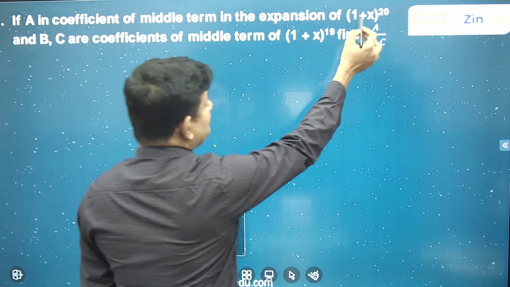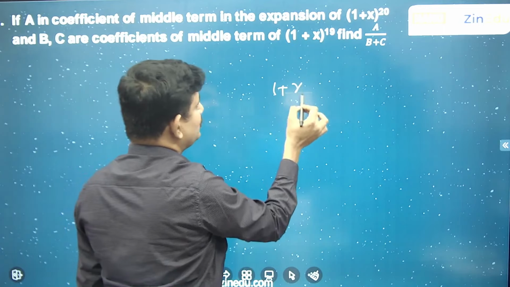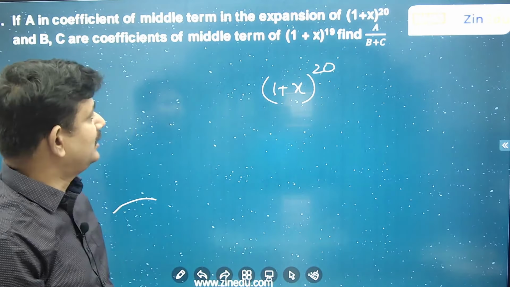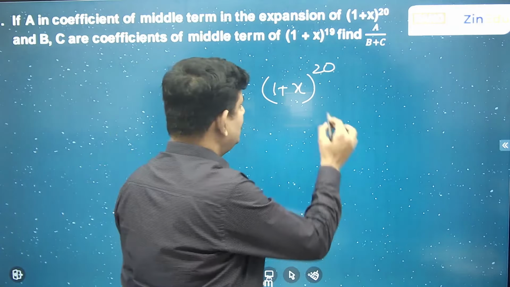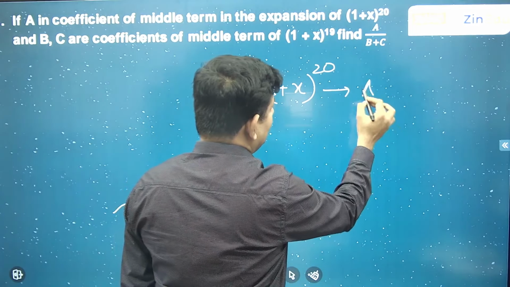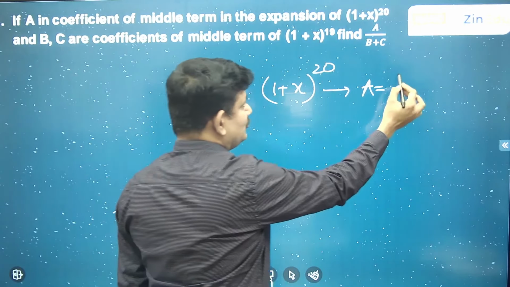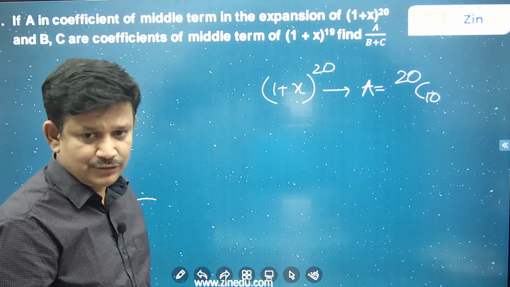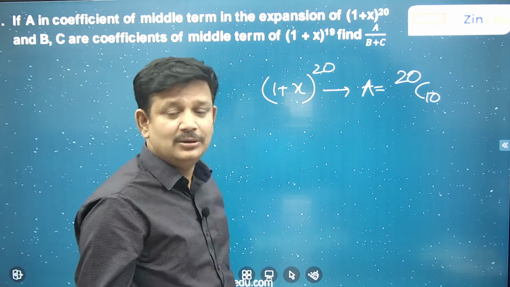Middle term in the expansion of (1 + x)^20. What will be the coefficient, the binomial coefficient of the middle term, or the coefficient of the middle term? Both of them are one and the same here. It is given to be A. The middle term is what? 20C10. Just divide by 2. 20C10 will be the binomial coefficient of the middle term.